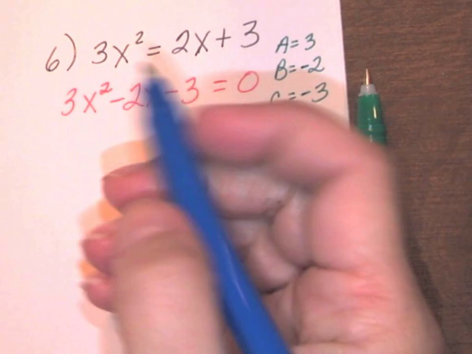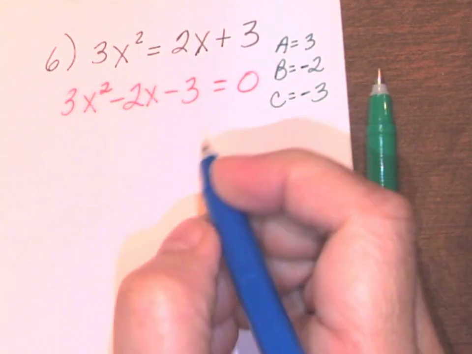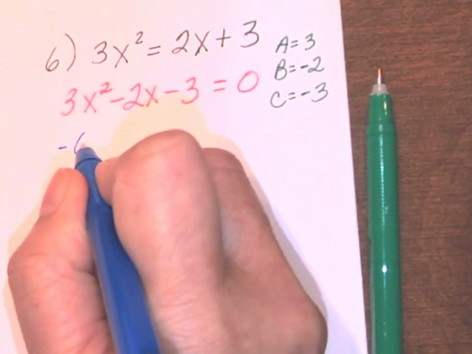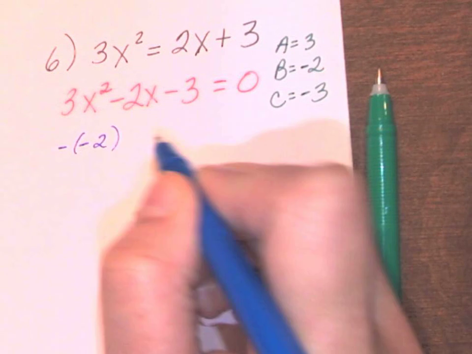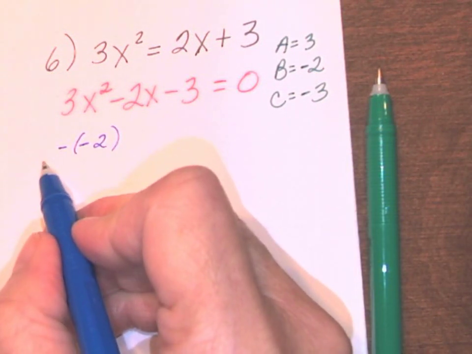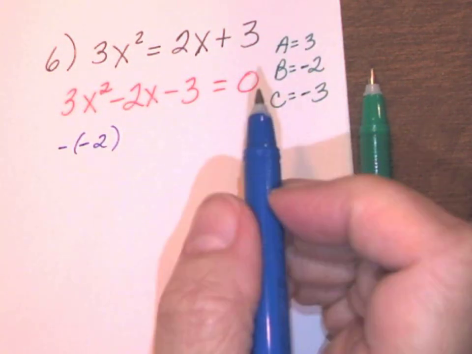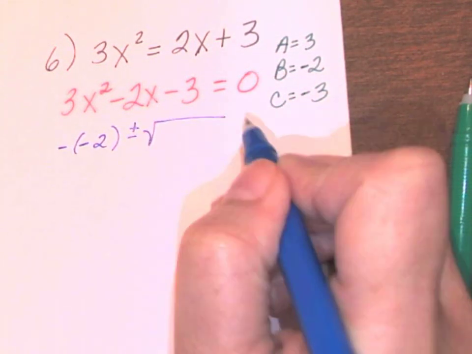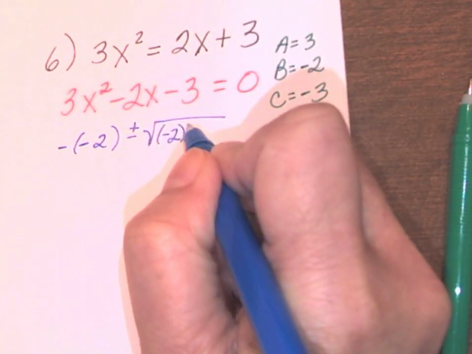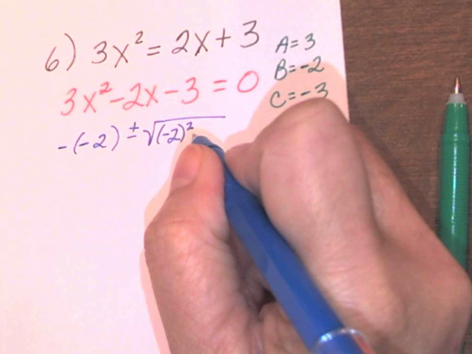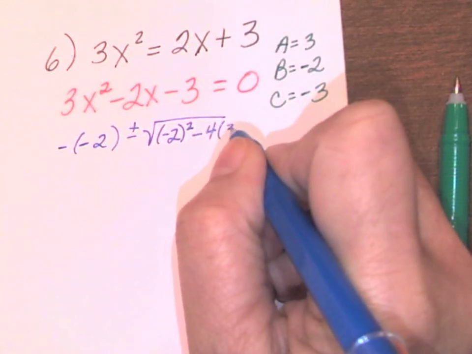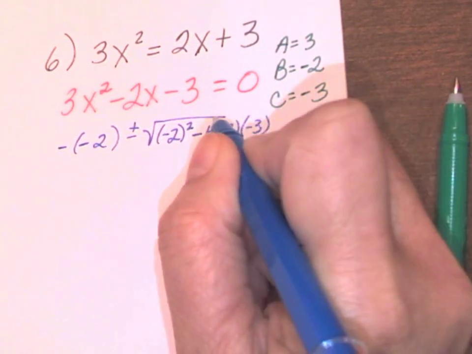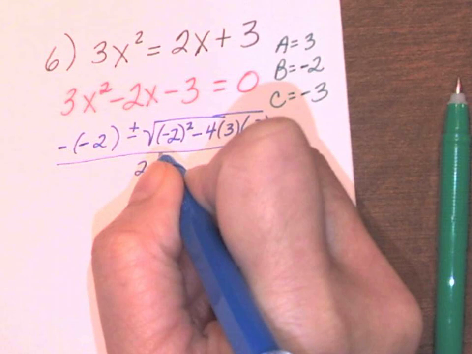The formula says negative b. B is already negative. You can put negative, negative, or some of you will just want to go straight to positive because you know negative, negative is positive. Plus or minus the square root of, please put that negative 2 in parentheses before you square it, minus 4ac, divided by 2a.